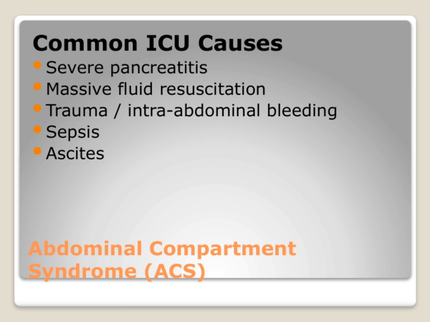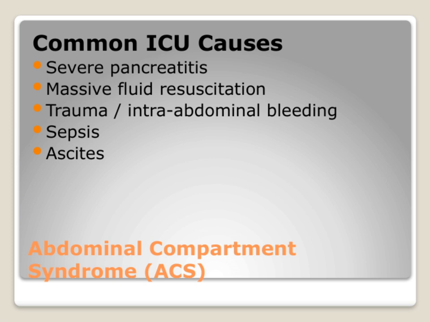Sepsis, which is a severe infection spreading through the bloodstream, frequently results in organ dysfunction and demands close attention. Ascites, the accumulation of fluid in the abdominal cavity, can signal underlying conditions like liver cirrhosis or cancer and may contribute to increased intra-abdominal pressure. Lastly, abdominal compartment syndrome, or ACS, is a serious condition where increased pressure within the abdomen impairs blood flow and organ function.